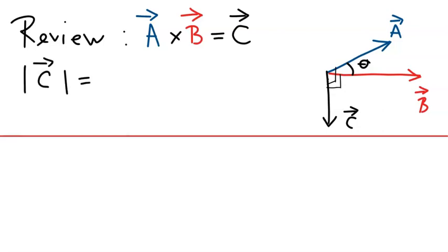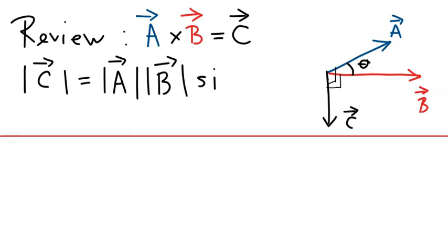The magnitude of this cross product, that is the magnitude of vector C, is given by the following. Magnitude of vector C equals magnitude of vector A times the magnitude of vector B times the sine of the angle between vector A and vector B.